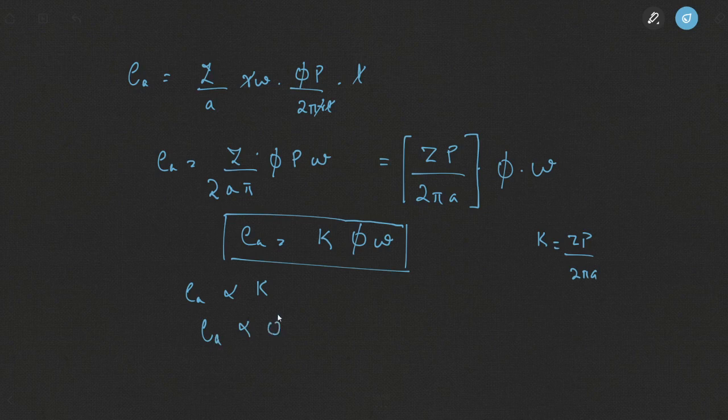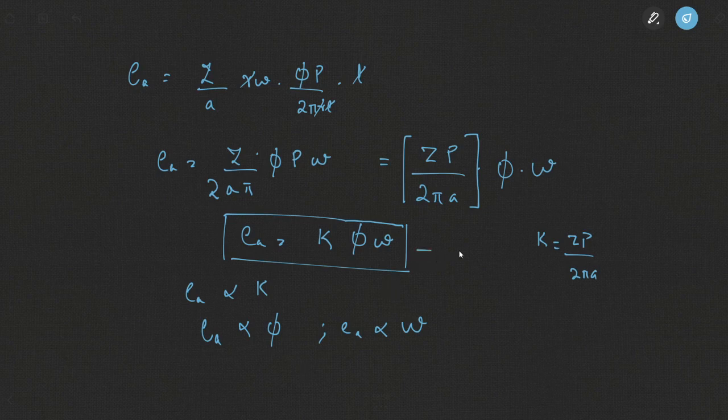But EA is proportional to phi and EA is proportional to omega. Therefore, if your flux increases, your internal induced EMF in the DC generator will increase, as well as if your speed of rotation, that is the mechanical energy basically, increases, your induced voltage, generator voltage, will increase. So EA is proportional to both flux as well as the speed of rotation in case of a DC generator.